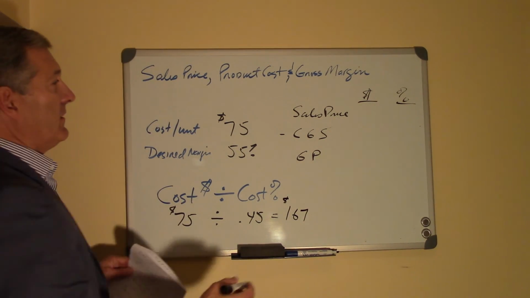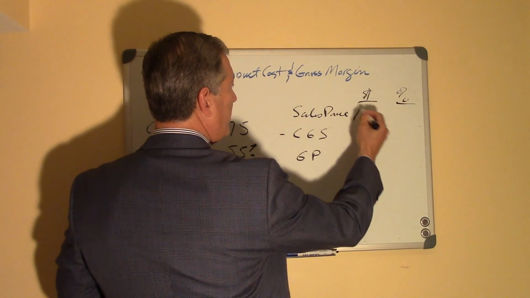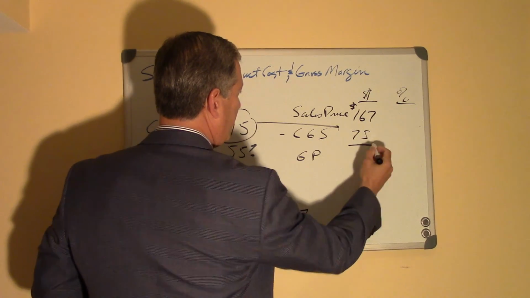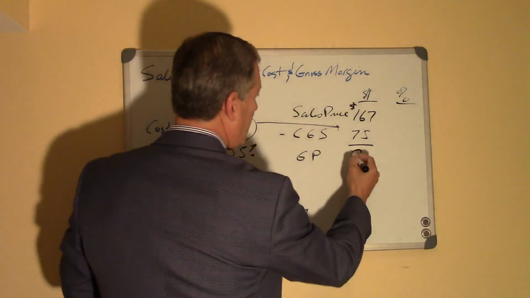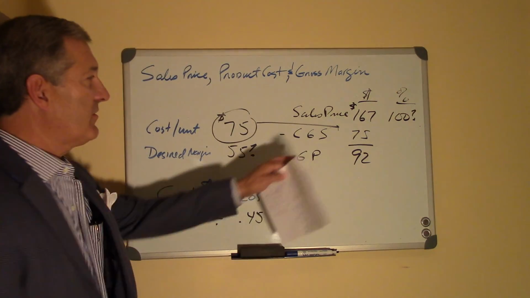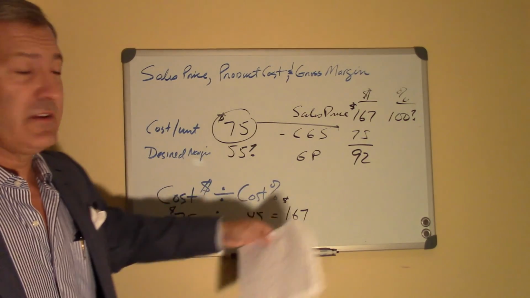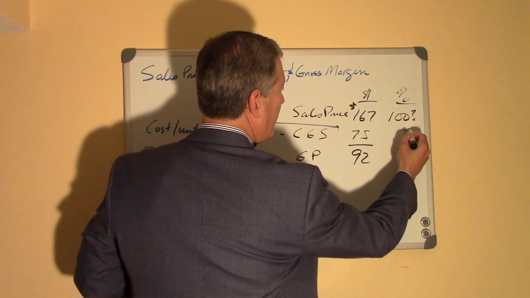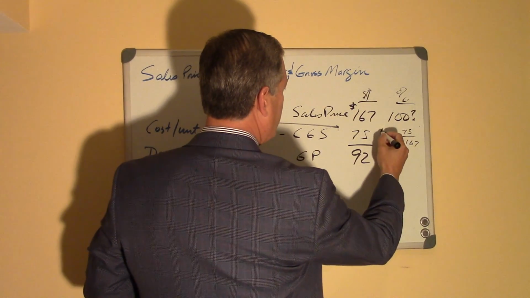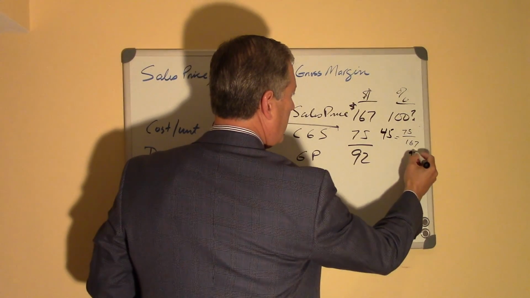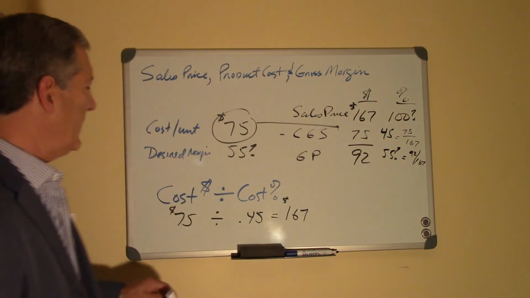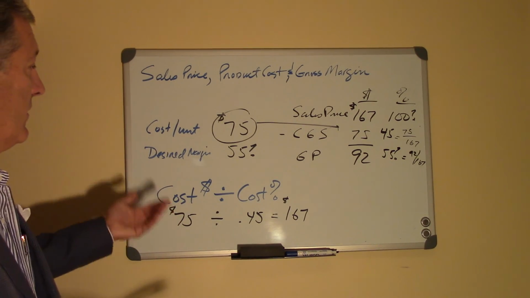And let's look at it in terms of the formula. $167 is our sales price. We know our cost is $75. We have a margin here of $92. What about the percentages? Remember, the sales number is always 100%, and the cost of goods sold is a percentage of the sales. The gross profit is a percentage of the sales. So in our example here, 75 divided by 167 is going to be equal to 45%, and 92 divided by 167 is going to be equal to 55%. Again, it is the cost dollars divided by the cost percentage.